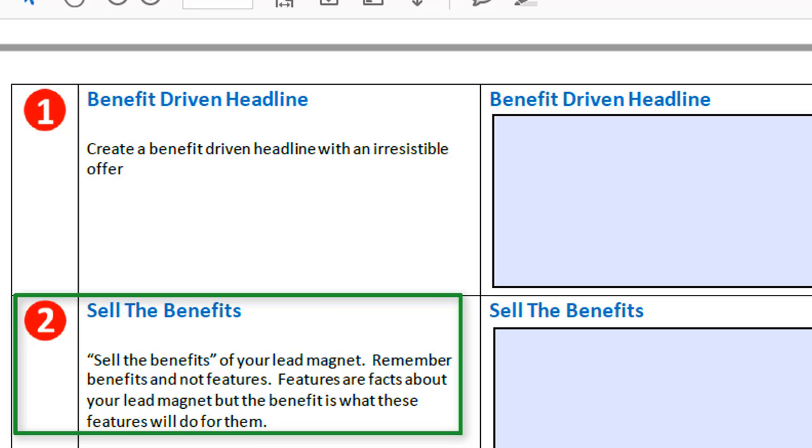So for me, a feature would be that you get a one-page marketing blueprint that can run your entire marketing for your entire business.